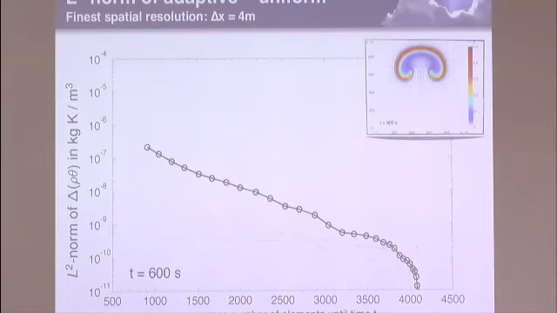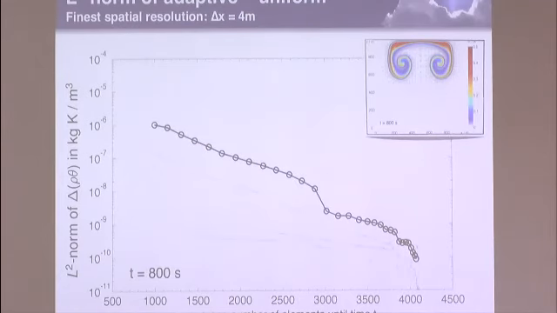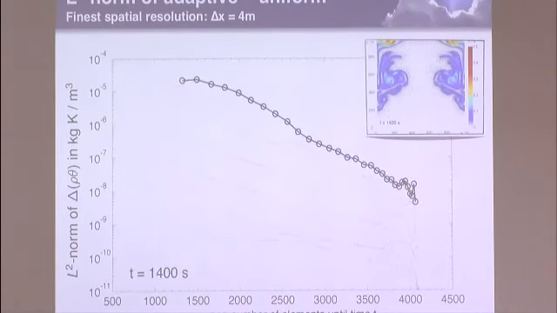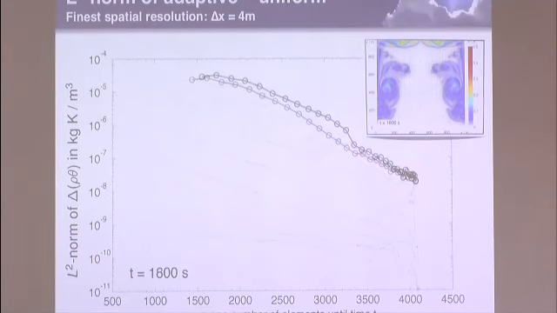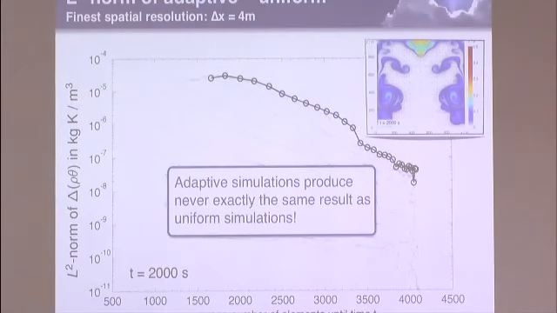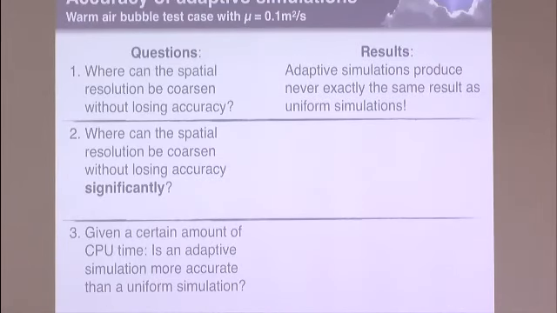But I was really surprised that there is not some kind of jump. I would have expected that at some point the L2 norm really jumps to lower values. At later times, there sometimes is some kind of jump, but these jumps vanish fairly soon again. And now the values are just increasing more and more. So I come to the conclusion, adaptive simulations never produce exactly the same result as uniform simulations. That's my result for the first question.